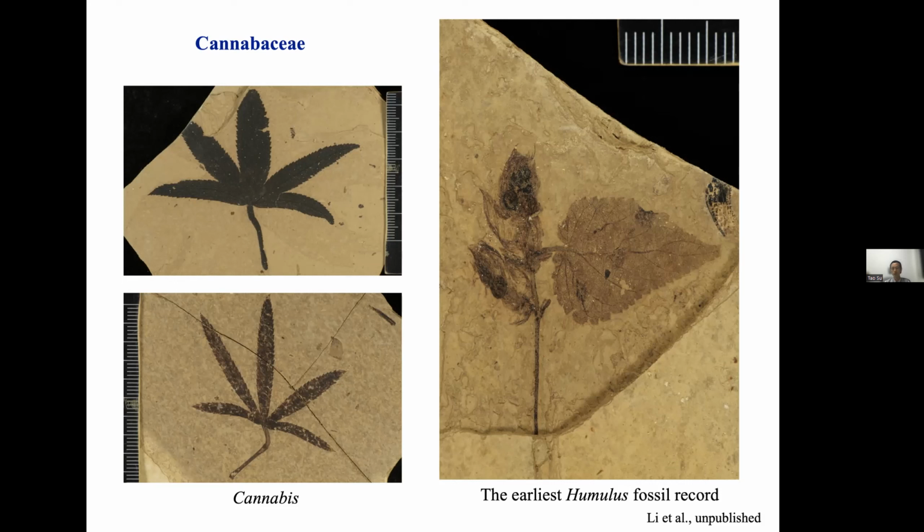And the other one is Humulus. I think everyone is familiar with Humulus, because beer is produced mainly from Humulus and barley. So this is the earliest fossil record of Humulus around the world until now. This is a very interesting fossil record, and we are still working on this fossil material, and hopefully we can tell some interesting story based on this specimen.